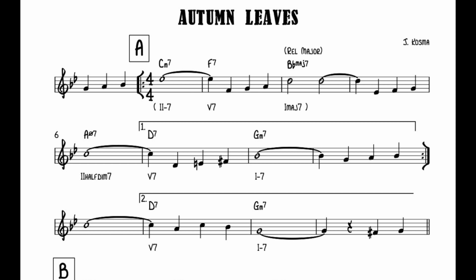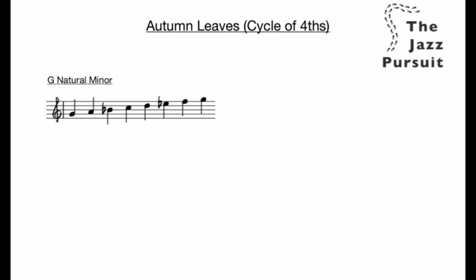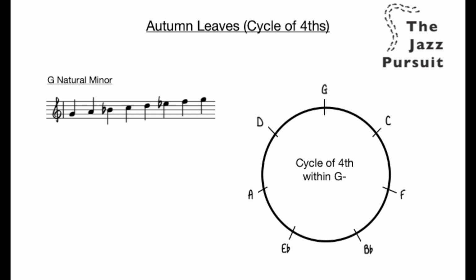We looked at the cycle of fourths within a key in our Fly Me to the Moon video, and it's in Autumn Leaves too. Here are our notes in our G minor scale. And now here they are arranged in fourths, rising a fourth between each note.